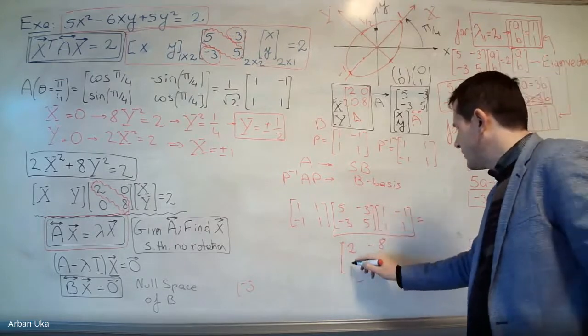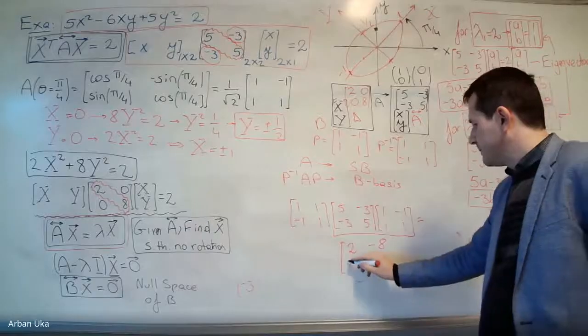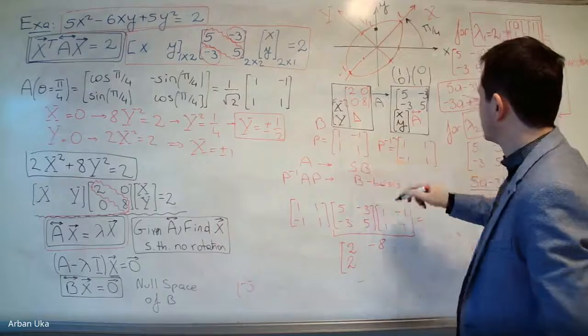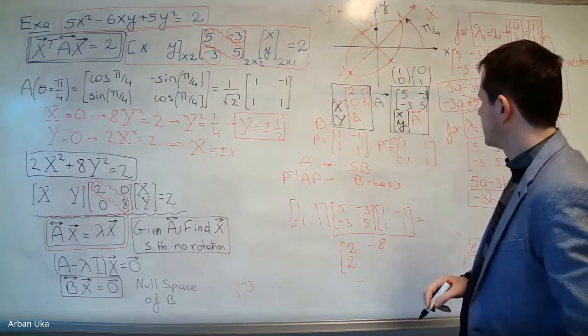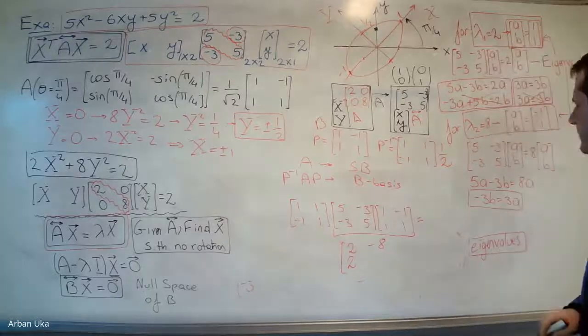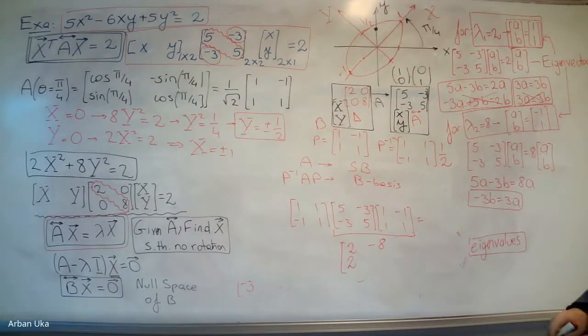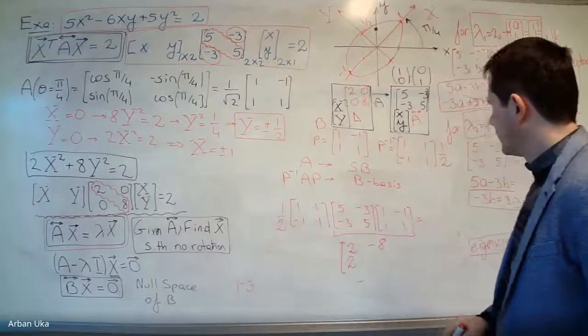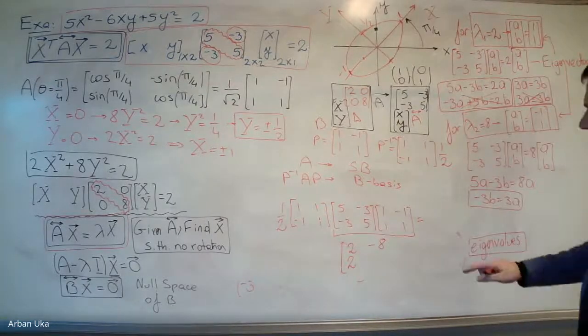Minus 3 plus 5. Professor, at the P inverse, why don't we multiply with 1 over the determinant? You are right. So what is the determinant here? The determinant is equal to 2, right? Yes, equal to 2. So here we get 1 over 2. So we can multiply by this 1 over 2. That's true. So let's continue.